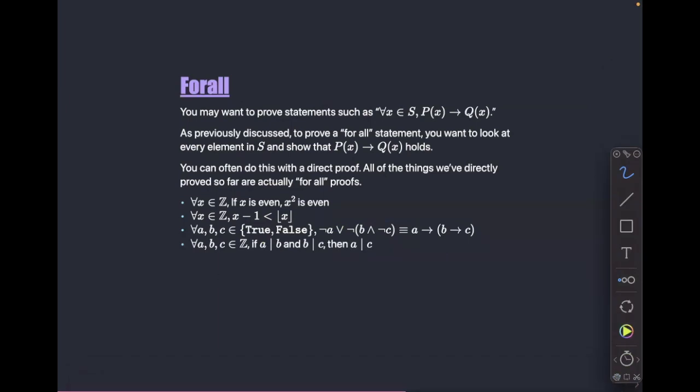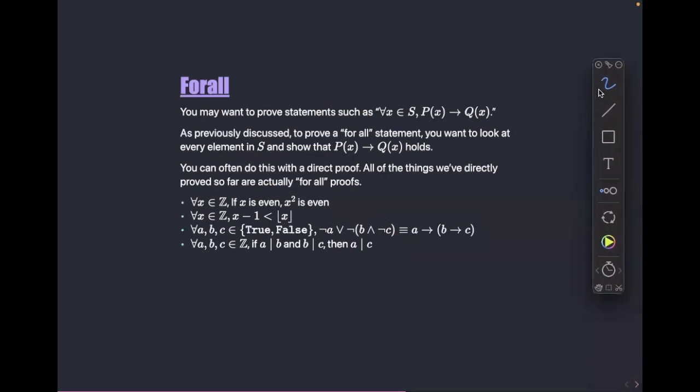Another example would be: if we have 3 elements that are integers, if A divides B and B divides C, then A divides C, and this should be true for all A, B, and C that are integers. So this is just showing that these proofs are all technically "for all" proofs. But really, a for all proof comes in handy if you're trying to prove something about it in the exhaustive sense.